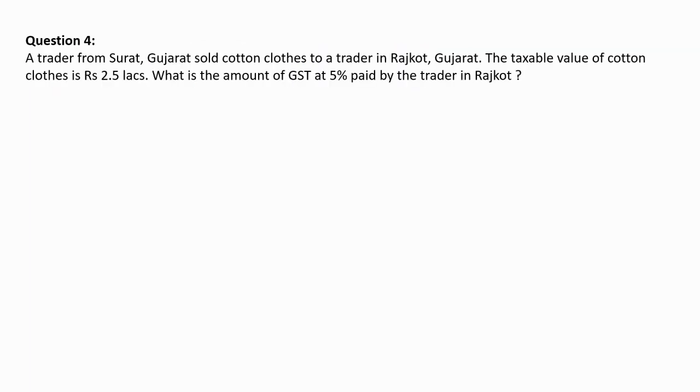This is question 4 of your problem set that says, a trader from Surat, Gujarat sold cotton clothes to a trader in Rajkot, Gujarat. The taxable value of cotton clothes is rupees 2.5 lakhs. What is the amount of GST at 5% paid by the trader in Rajkot?